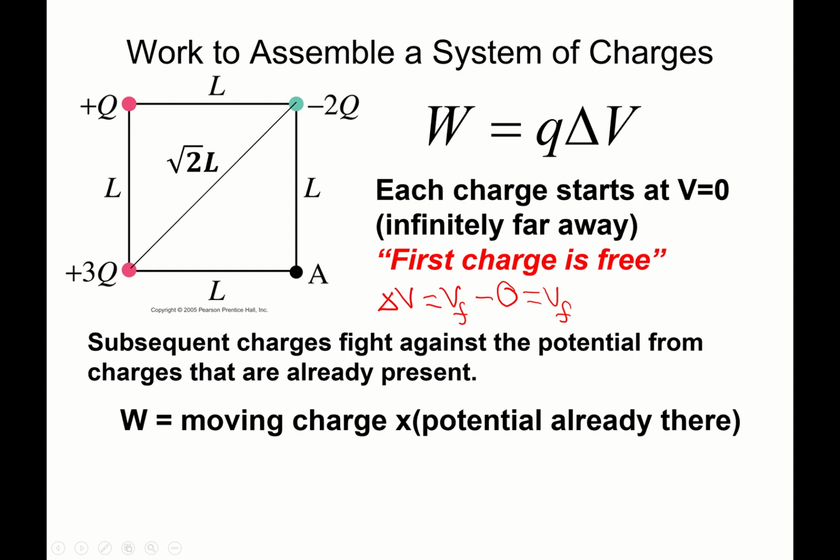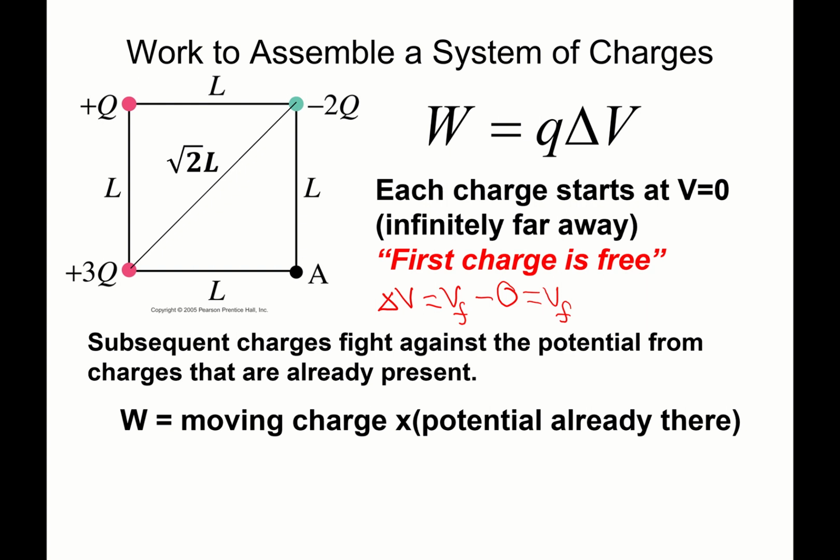So if I'm going to assemble the system of charges and I bring in the charges one after the other, the first charge that I bring in is going to be free because there's going to be no other charges that are anywhere near it. So the work that it takes to bring in the first charge is going to be 0.